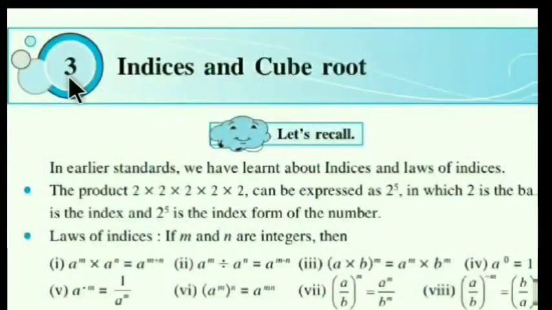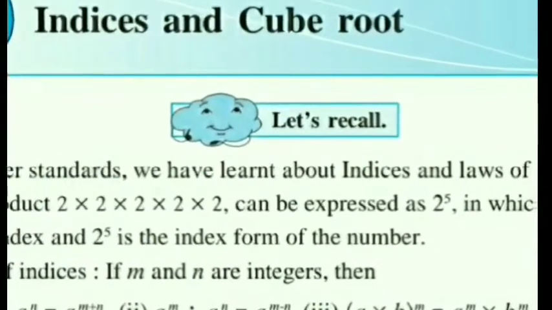Hello friends, let us start the third chapter, Indices and Cube Root. In this chapter, we will study the meaning of numbers with rational indices, that is, numbers having an index in the rational form m upon n. Let us recall what you studied in the 7th standard.